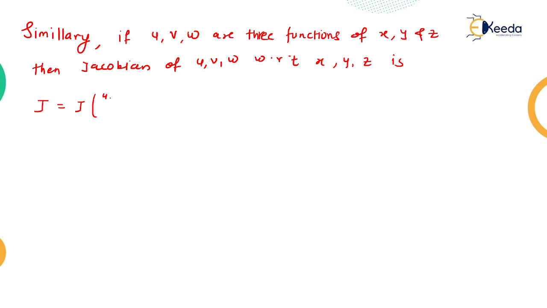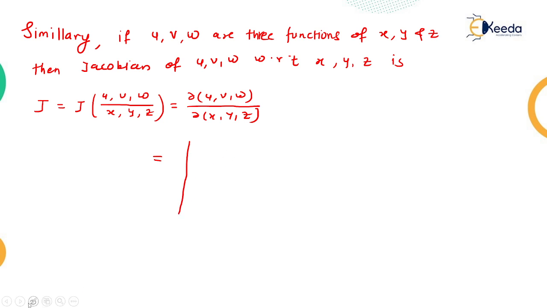J of, so how many functions are there? Three functions, u, v and w, with respect to x, y and z. That means u, v, w upon x, y, z, or simply you can also write it in the notation of partial differentiation, del u, v, w upon del x, y, z. So this is nothing but also a determinant. But how many variables are there? There are three variables, so the order of the determinant is 3 by 3.